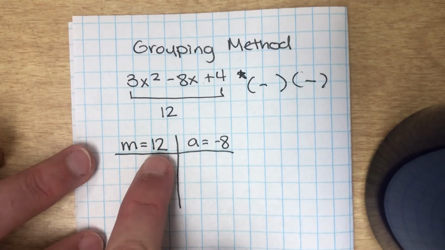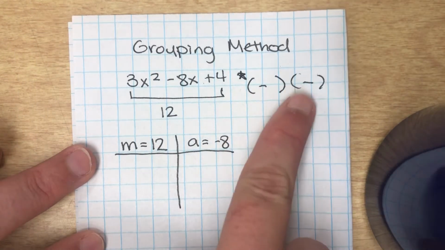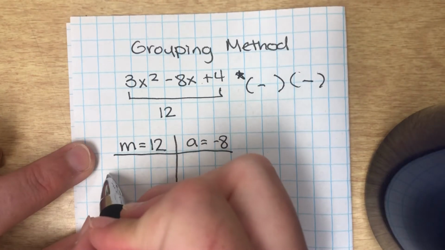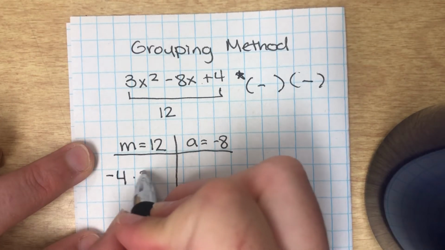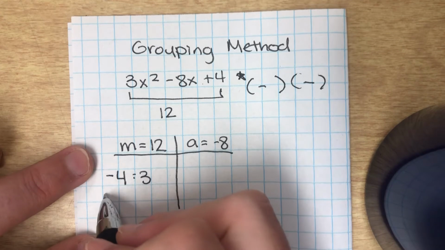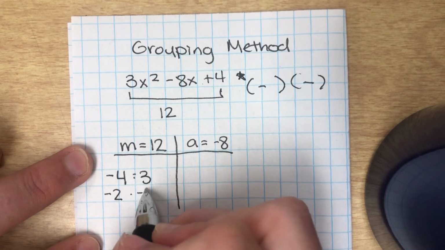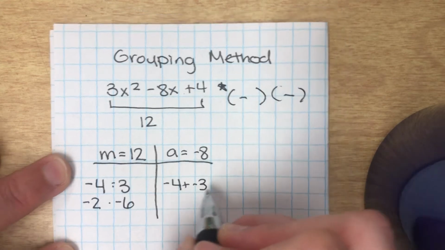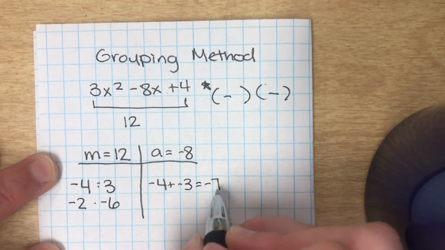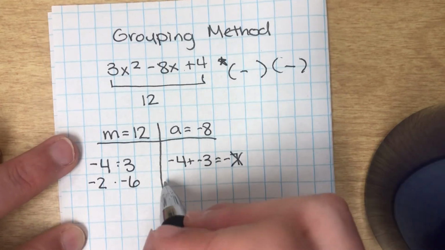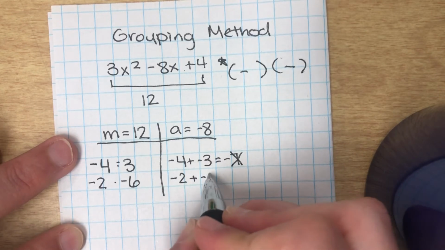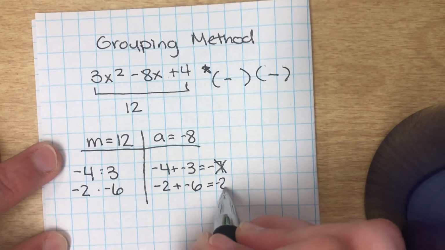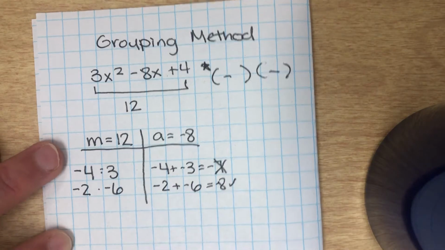So that means I'm going to think of multiples of 12 with only negative numbers. So let's do negative 4 times negative 3 and negative 2 times negative 6. If I do negative 4 plus negative 3, that ends up equaling negative 7. That is not right. And then negative 2 plus negative 6, that equals negative 8. That is the correct answer.